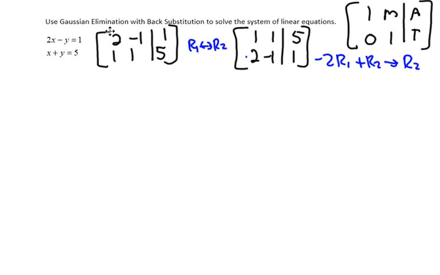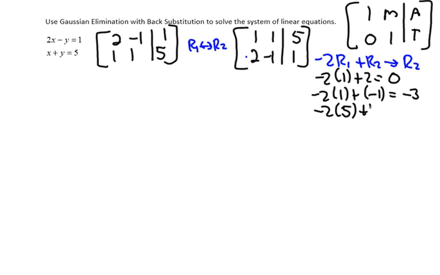So let's do the row operation underneath here. So we've got -2 times 1 plus 2 is 0. We have -2 times 1 plus a -1 is equal to -3. And -2 times 5 plus 1 is -9. So those numbers are going to be the new row 2. So rewrite. We did nothing to row 1. And now I'm going to replace row 2.